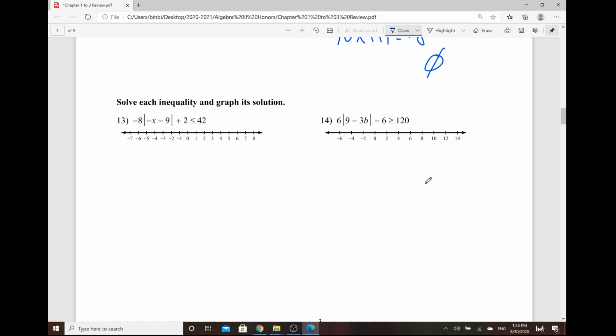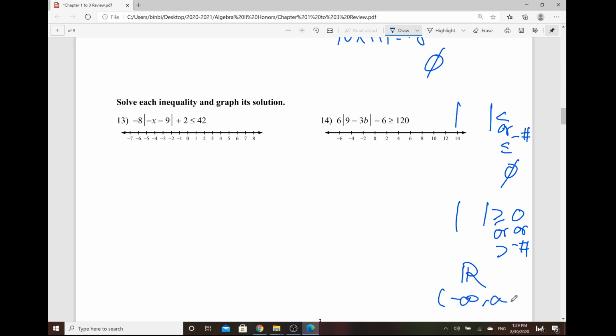And now what about the absolute value inequality? If you see any absolute value inequality that is less than or less than or equal to any negative number, that means there's no solution for the entire inequality. If you see an absolute value inequality that is greater than or equal to, or just greater than, 0 or any negative number, that means the solution is always all real numbers, from negative infinity to infinity.